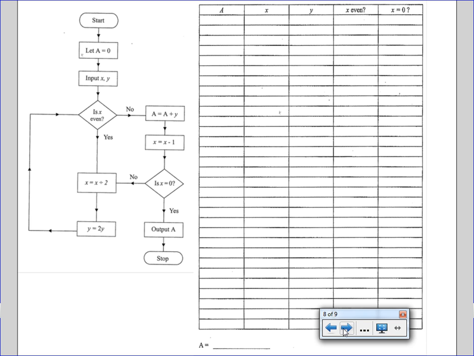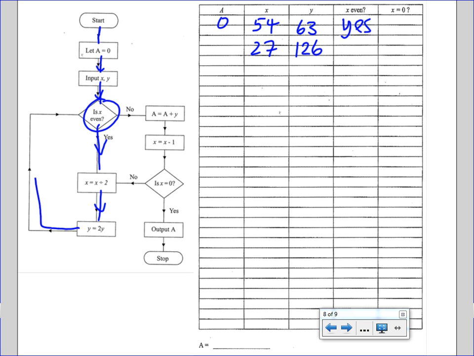Right, so we start at the beginning. A is 0, X is 54, I'm going to have to use 2 lines per line I think, and Y is 63. Is X even? So we're coming down here and we're at the question, is X even? Yes, it is even. Okay, so because yes, it is even, we now divide it by 2, giving us 27, and then we follow this down, we double the Y, so double Y is 126.